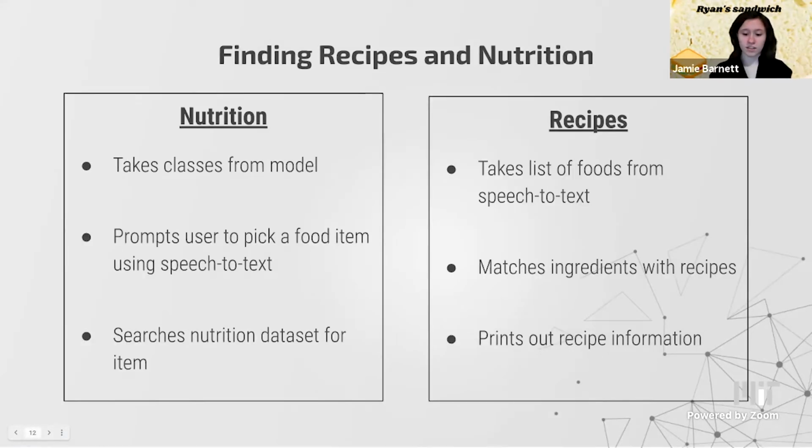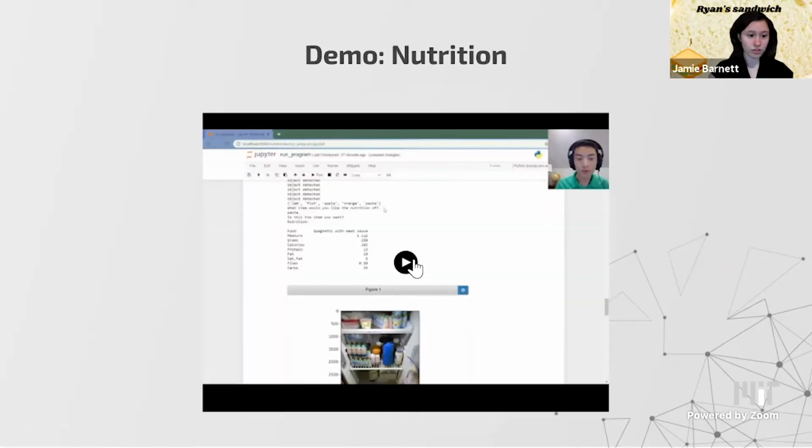So to go into some strategies that we can use with these models and techniques, first, to find the nutrition of food from an image, we took in a list of the food items discovered in an image by our models. We then used speech recognition to have the user decide what food item they wanted to analyze, and then search the nutrition data set for its information accordingly. The process for finding recipes was similar, except instead our function took in a speech-to-text list of ingredients and then searched the recipe data set for recipes that most closely match these ingredients. And we can show a demo video of retrieving nutrition here.